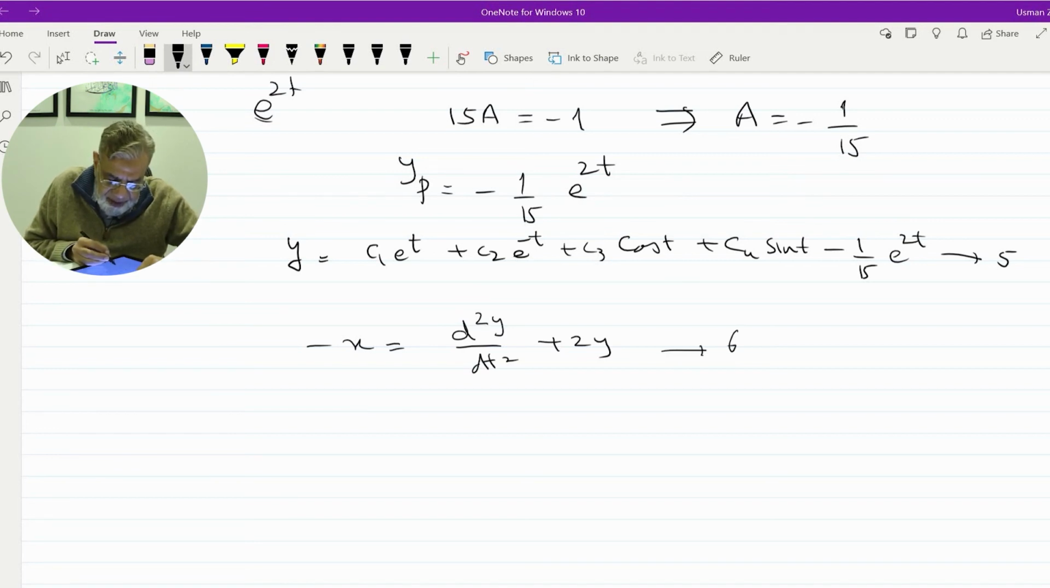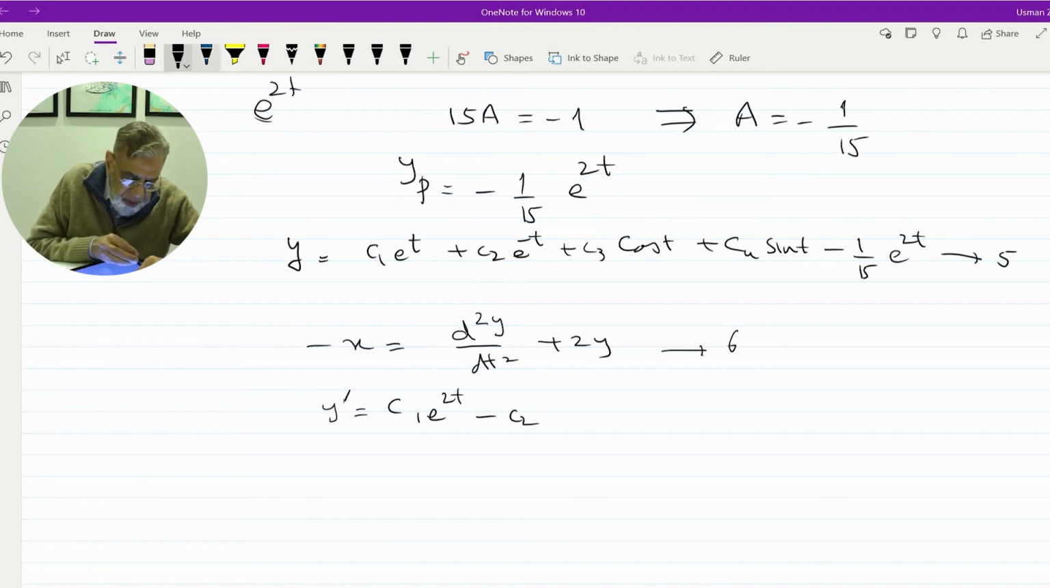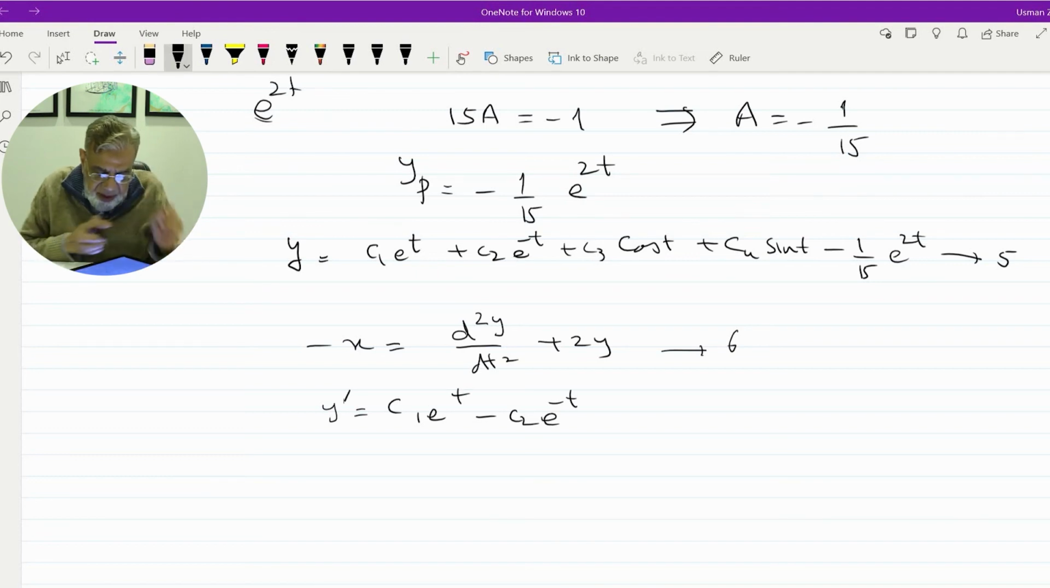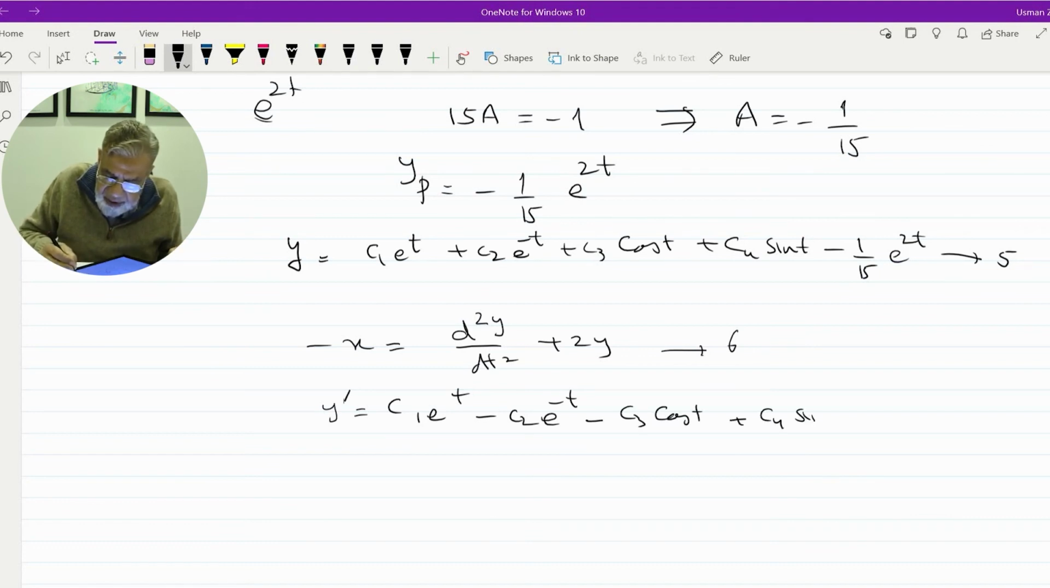So y dash, that is dy by dt, y dash is equal to c1 e to the power t minus c2 e to the power minus t, and then we have minus c3 sine t plus c4 cosine t, then we get minus 2 over 15 e to the power 2t.